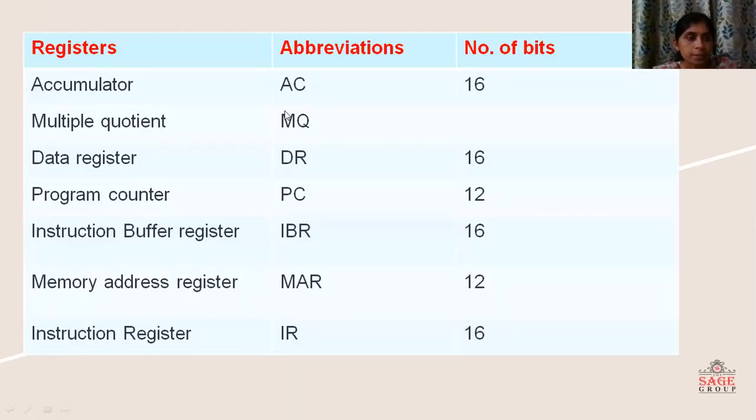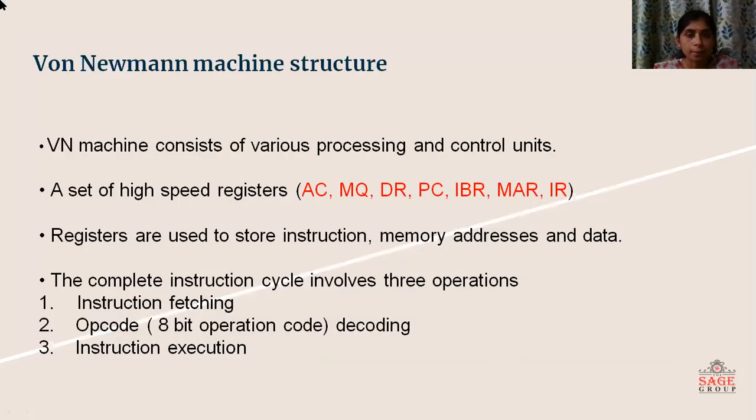Accumulator, abbreviation AC, multiple quotient, data register or MDR, program counter, instruction buffer register IBR, memory address register MAR, instruction register IR. Here is the number of bits mentioned for these different registers, the bit holding capacity of these registers. This von Neumann machine consists of various processing and control units with very high speed registers. These are examples of such high speed registers.